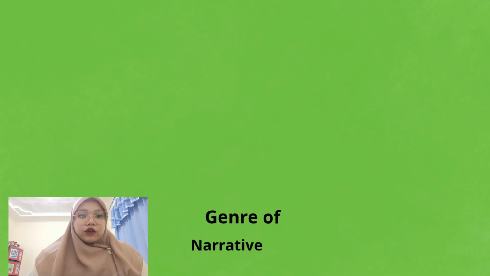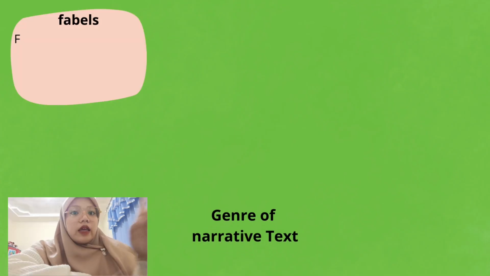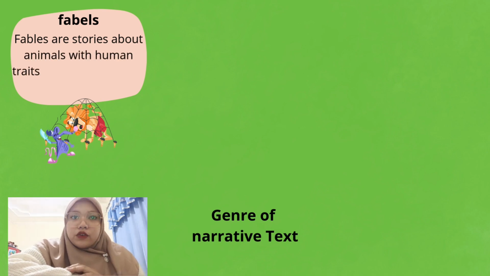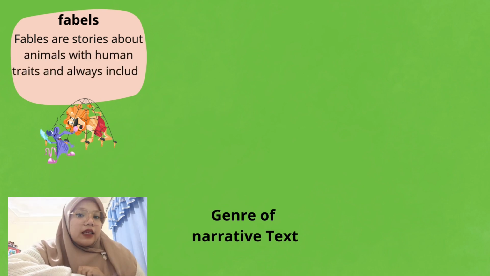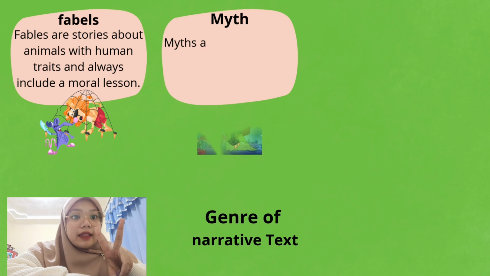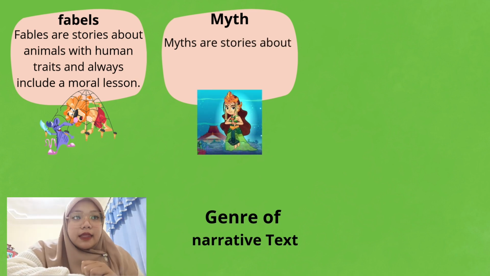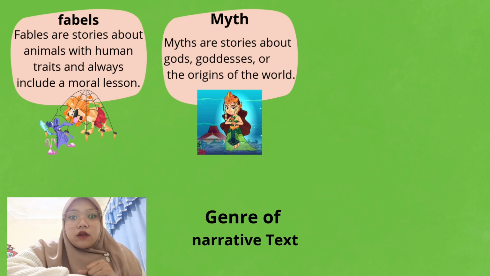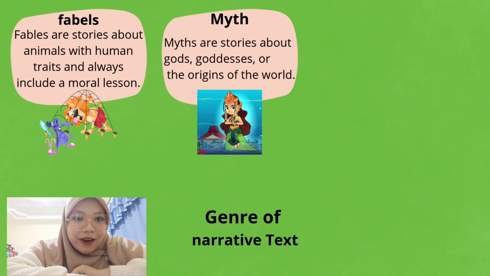Now we're going to the genre of narrative text. The first is fables. Fables are stories about animals with human traits and always include a moral lesson. For example, the Lion and the Mouse. And the second is myth. Myths are stories about gods, goddesses, or the origins of the world. For example, Nyi Roro Kidul.